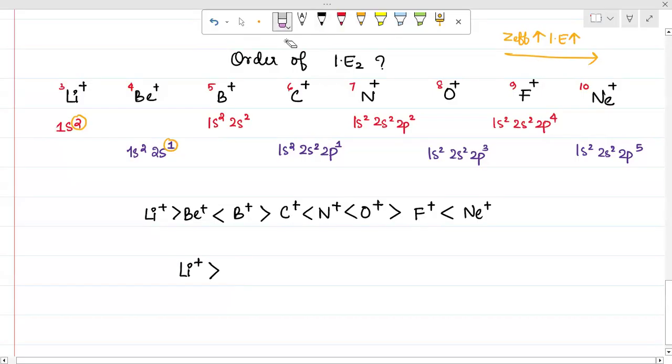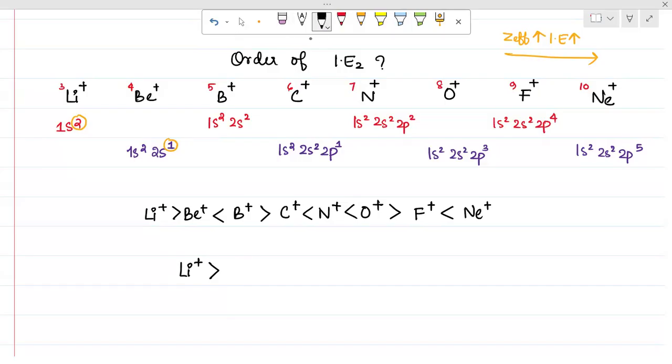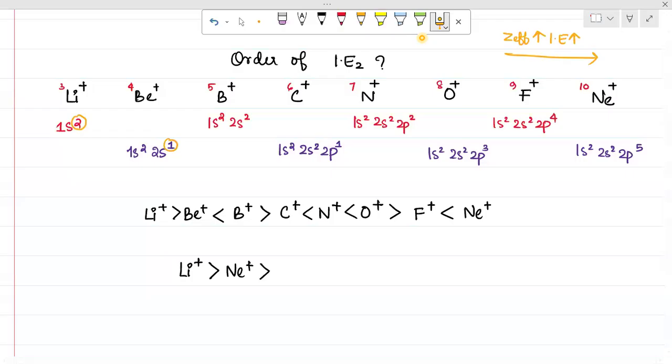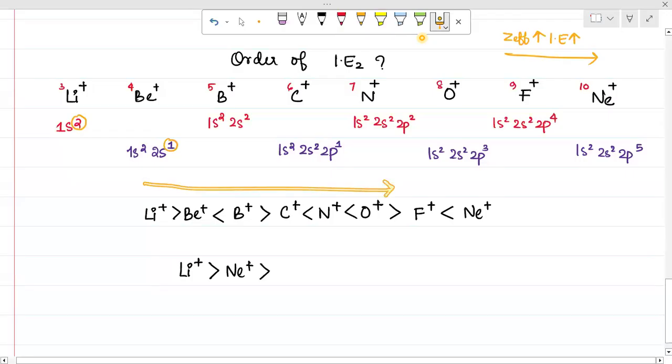So you might think that next boron plus will come, but no, it's not like that. Why? Because throughout the period, Z effective becomes dominant across the elements, not adjacent. If you compare lithium plus and Ne plus, what happens is Ne plus, because it has a very high Z effective, this comes next, not B plus. Okay, then you have to write the order from the right because Z effective dominates.